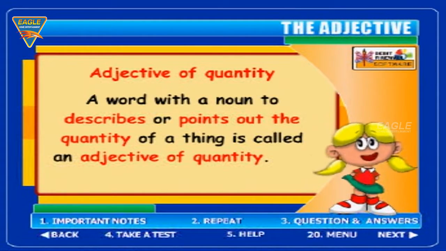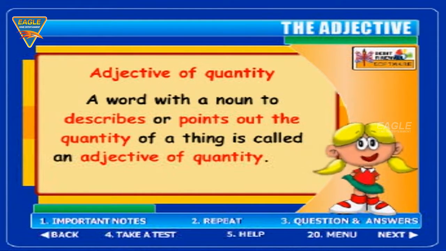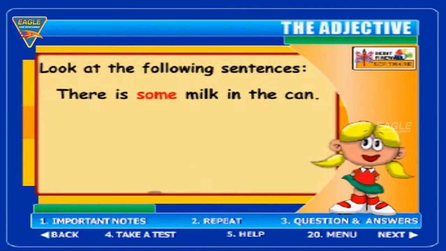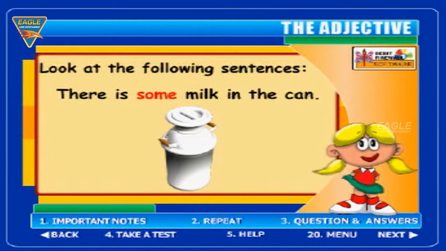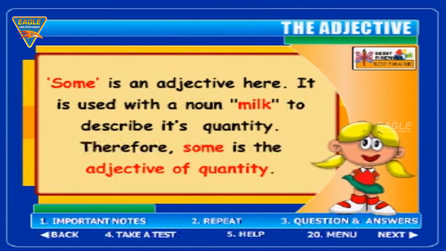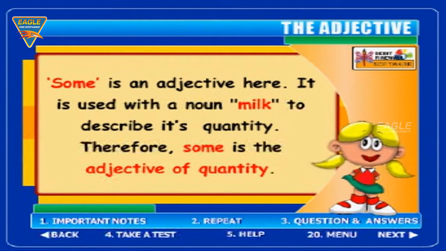Adjective of quantity. A word with a noun to describe or point out the quantity of a thing is called an adjective of quantity. Look at the following sentences. There is some milk in the can. Some is an adjective here. It is used with a noun milk to describe its quantity. Therefore, some is the adjective of quantity.